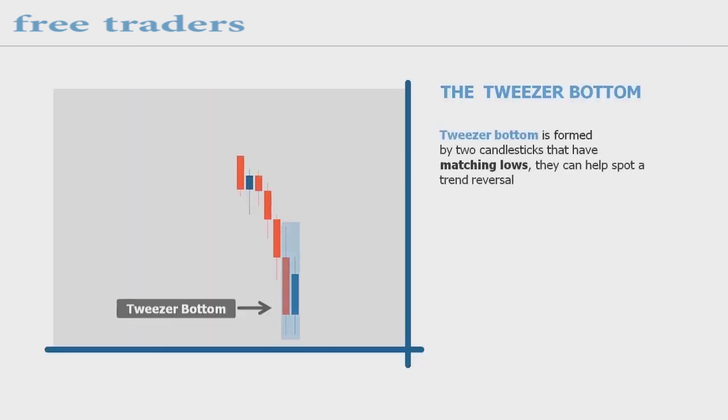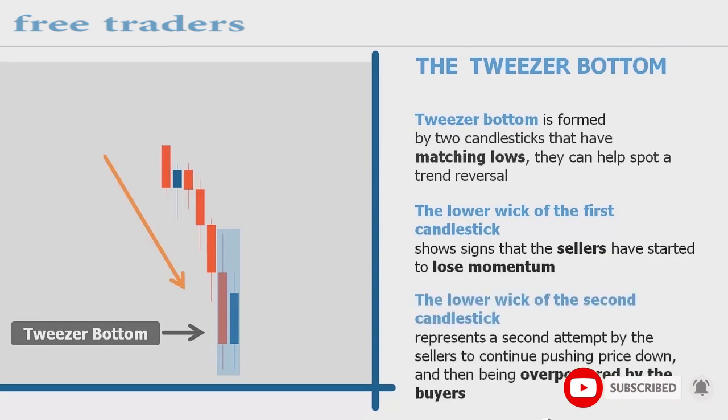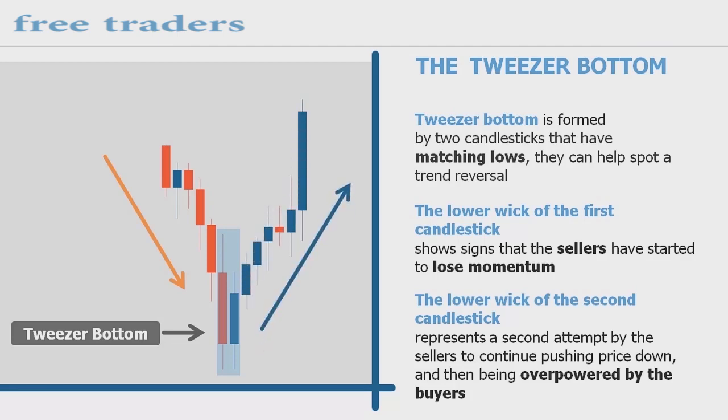Tweezer bottoms are formed by two candlesticks that have matching lows and can help spot a trend reversal. You can see in this example that the market is in a downtrend. The lower wick of the first candle shows signs of the sellers losing momentum. The lower wick of the second candlestick in the pattern represents a second attempt by the sellers to continue pushing price down and then being overcome by the buyers. The wicks are of equal length and the lows are at the same level. These characteristics can signal the reversal of the downtrend to the upside and demonstrate how the bears were overpowered by the bulls.